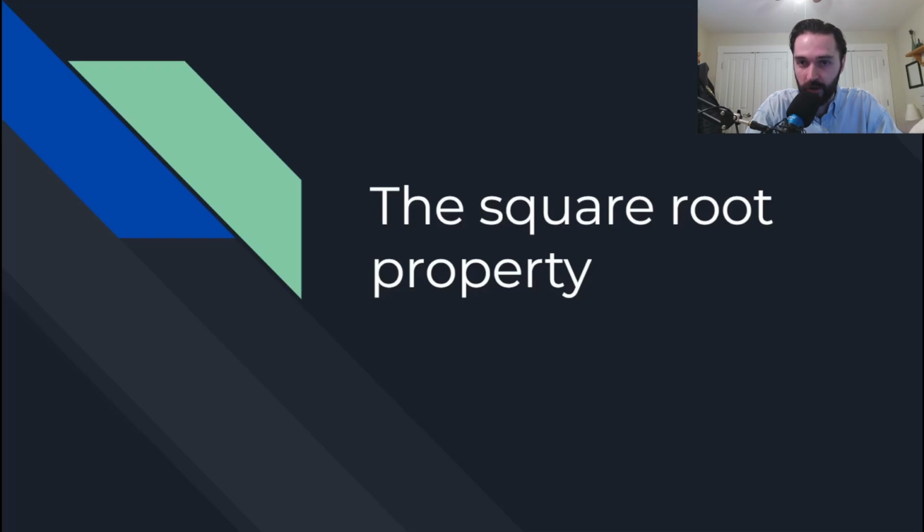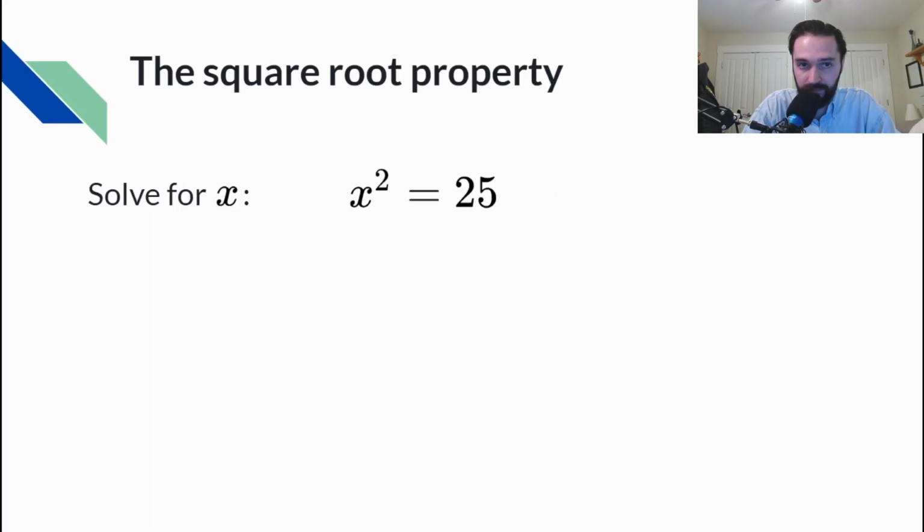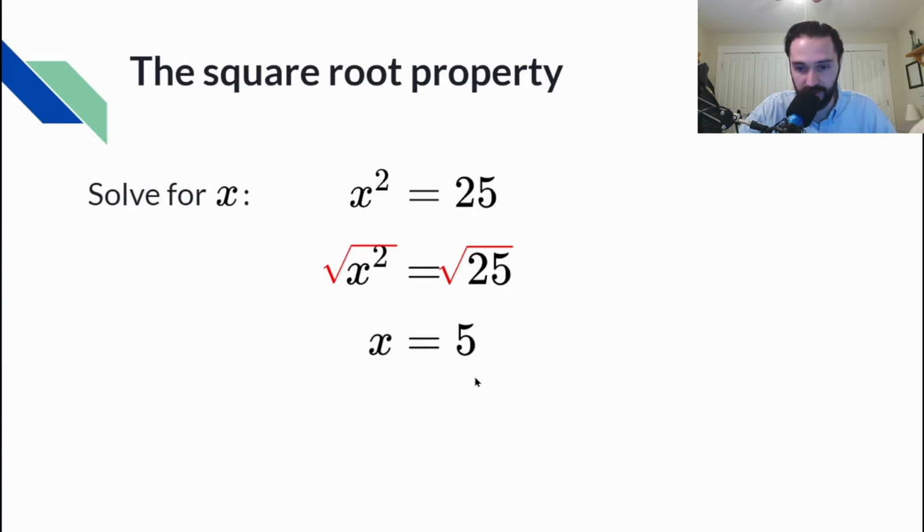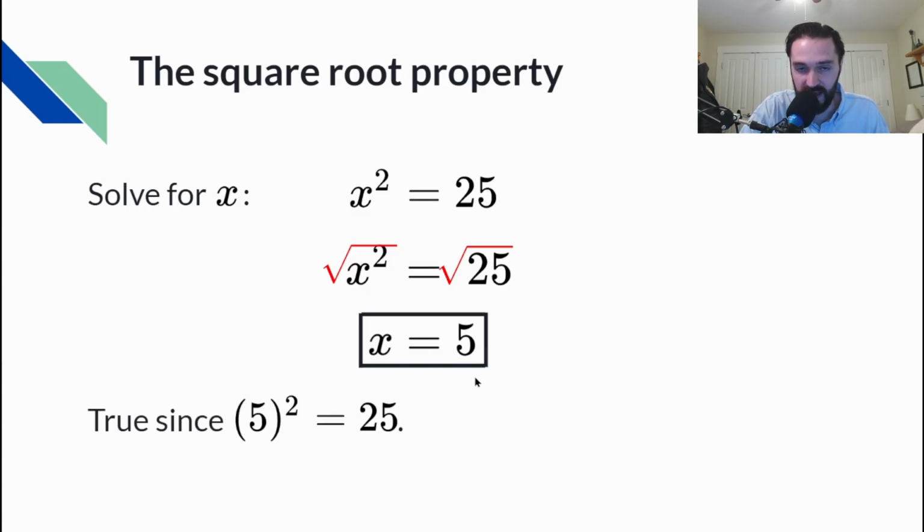Okay, here we go. Before we start talking about completing the square, we need to take a look at something called the square root property. Here we're asked to solve for x. We have x squared equals 25. To isolate x, to get it by itself, we need to take the square root of both sides. The square root of something squared is just the something inside. So on the left-hand side, that gives us x, and on the right-hand side, we have 5. The square root of 25 is 5. So that's our solution.